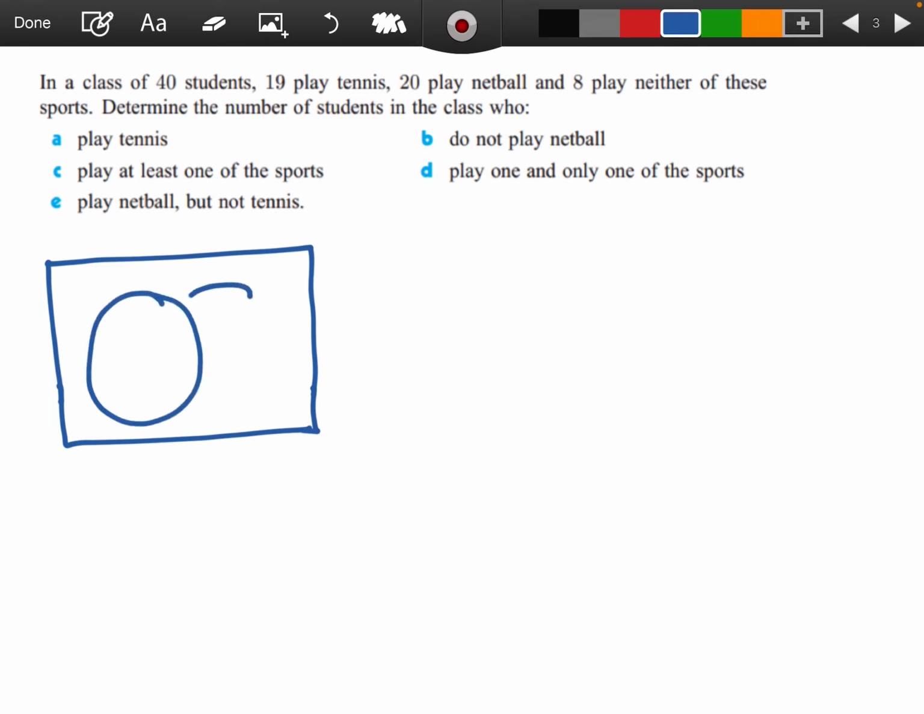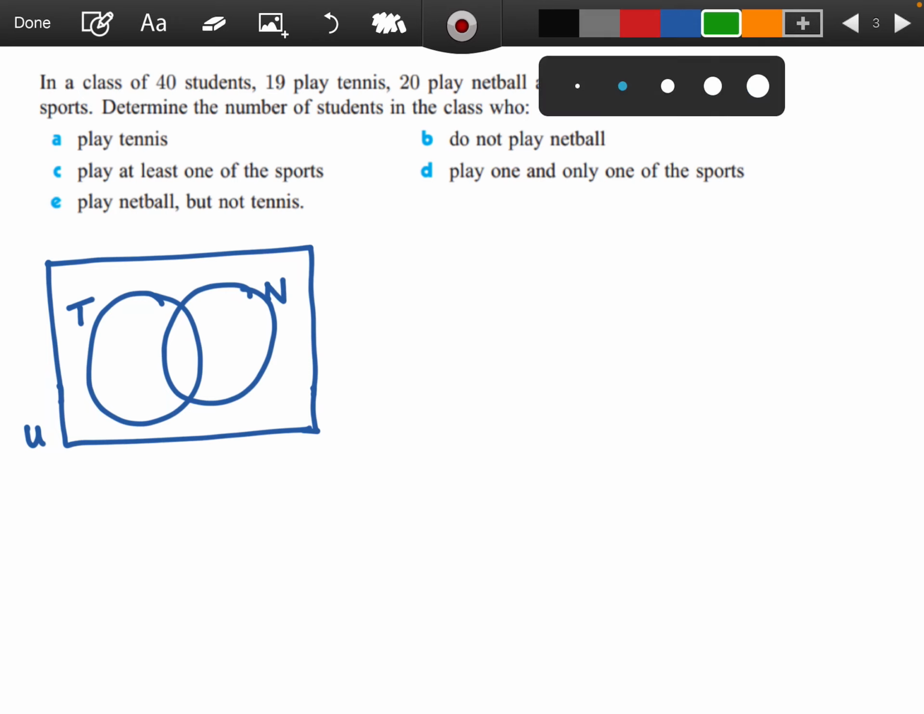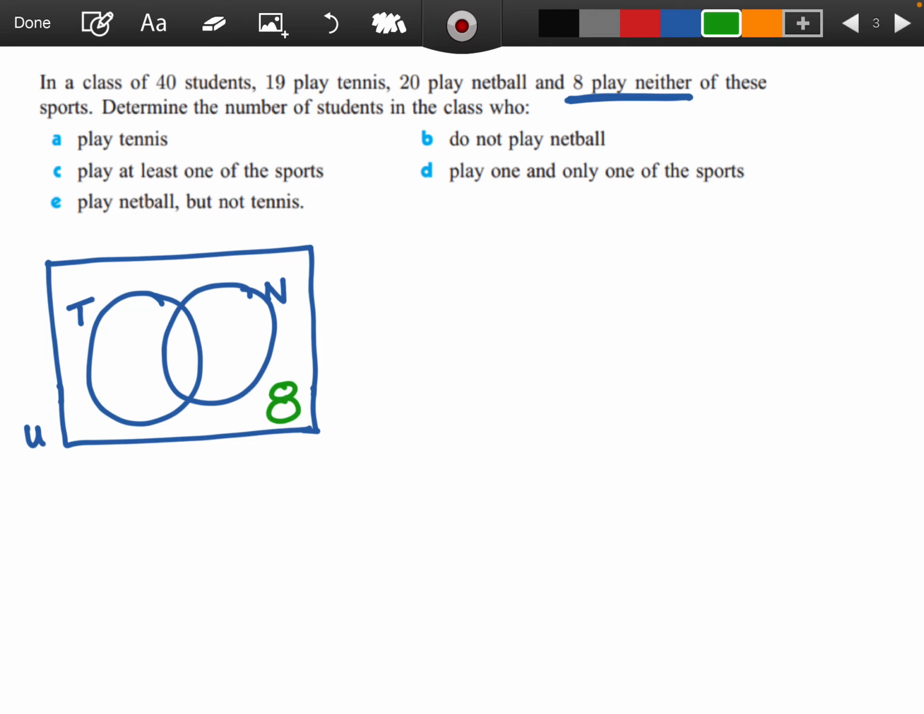So again, we have 4 spots to fill in. So we've got our universal set, and we'll put T for tennis and N for netball. It is really important that you label your circles in your Venn diagram so that whoever is coming after you understands the work that you have done. So we're going to start with this neither situation. So 8 study neither. So that means 8 are going on the outside.